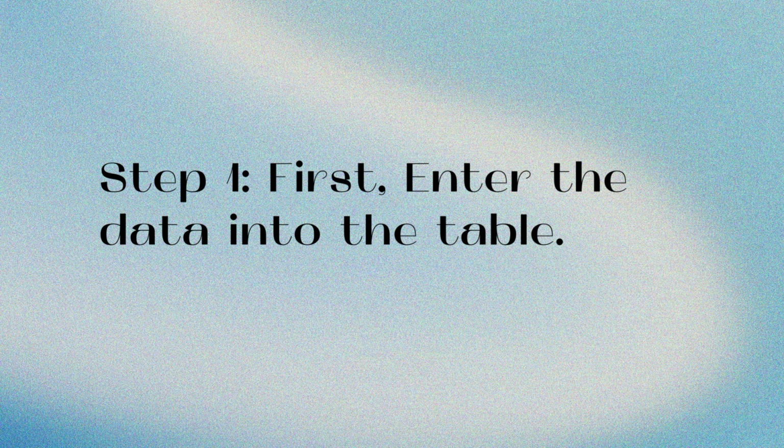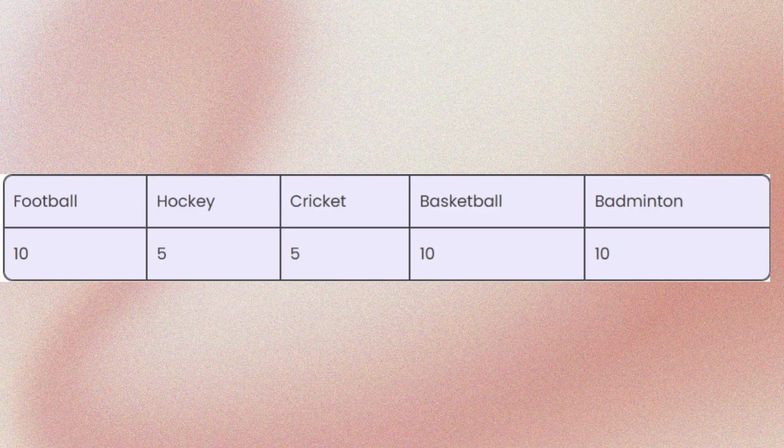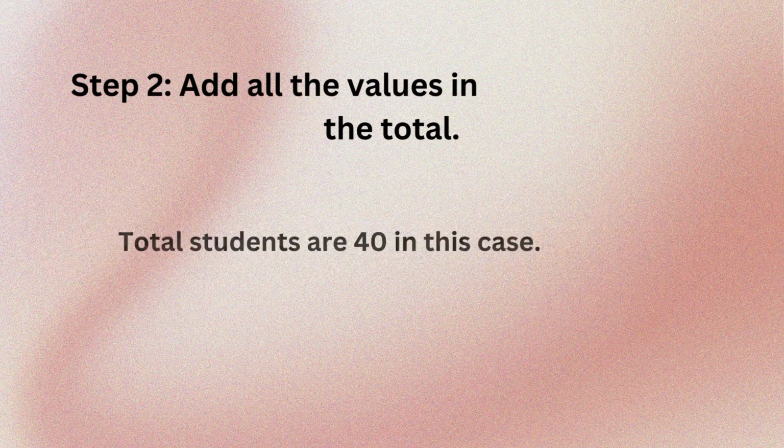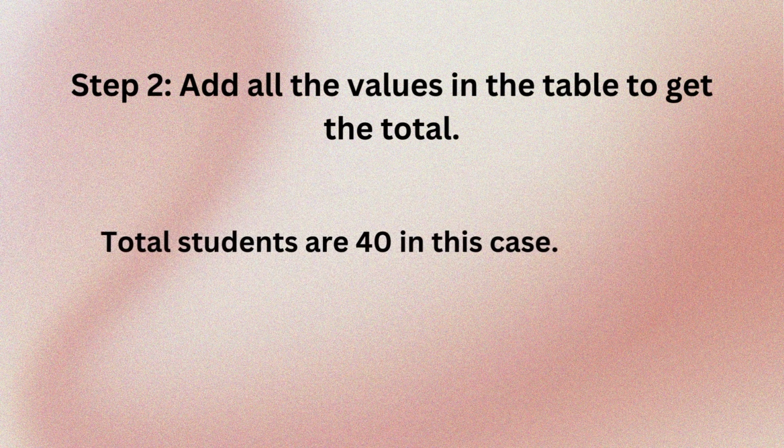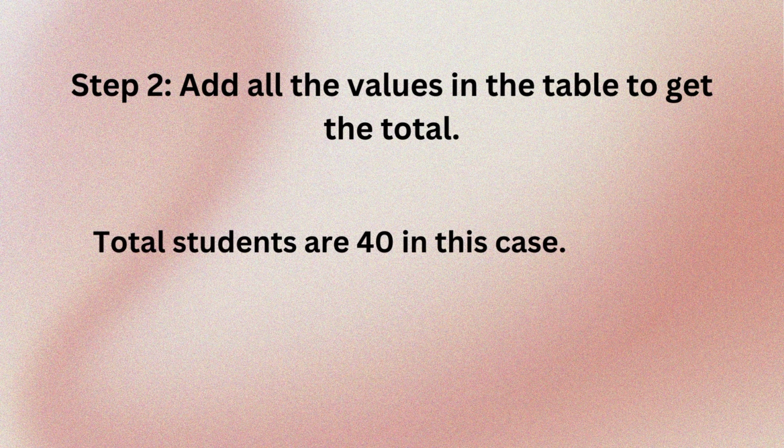The first step of the survey: the teacher puts the data into a table. Data is added to the table, and then show the image: football, hockey, cricket, basketball, badminton. These are all the favorite sports of the students. Football is the favorite of 10% of students, hockey 5%, cricket 5%, basketball 40, badminton 40, and this is all the favorite sports of the students.